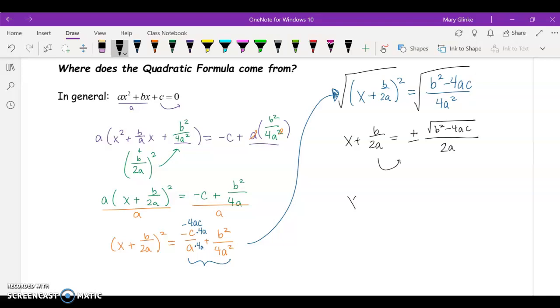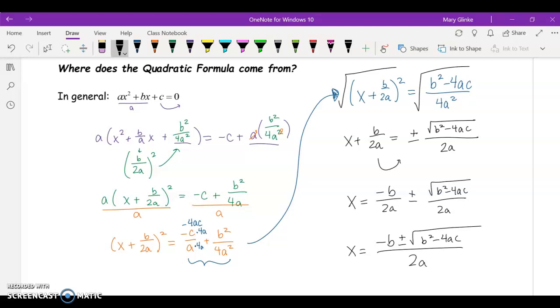So when I subtract b over 2a to the other side, we are right at our quadratic formula there. So we get negative b over 2a plus and minus the square root of b squared minus 4ac all over 2a. And we can actually write those together now because they already have a common denominator. And this is exactly where our quadratic formula comes from.